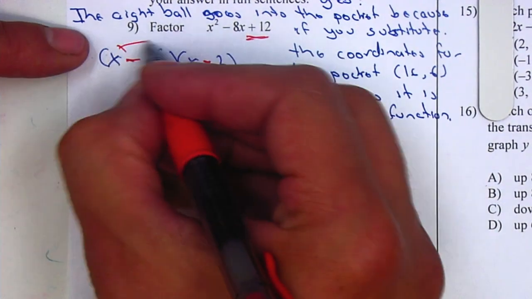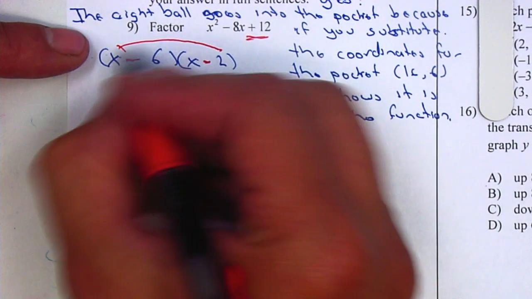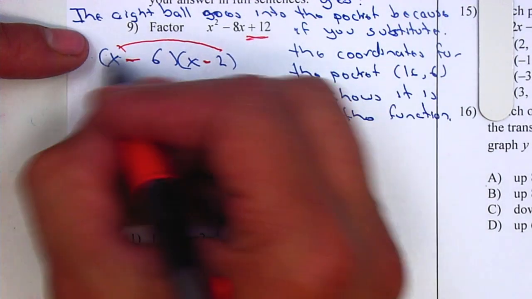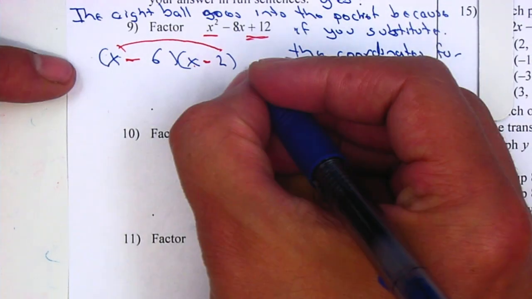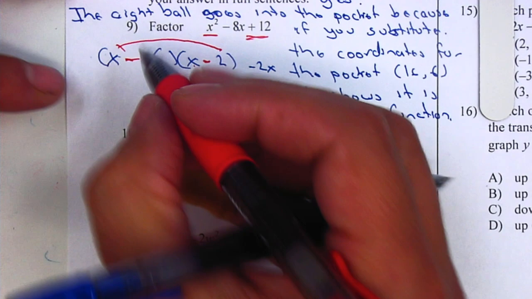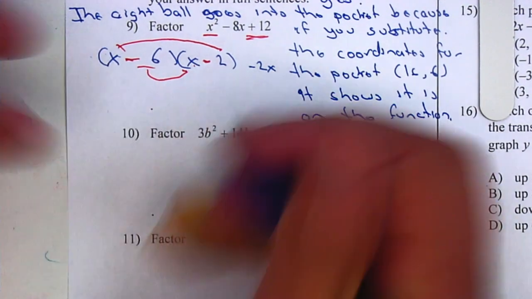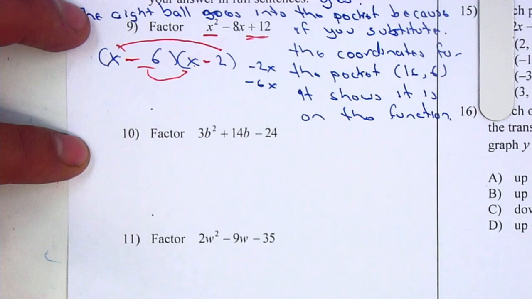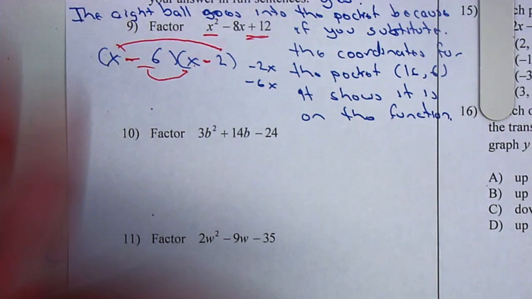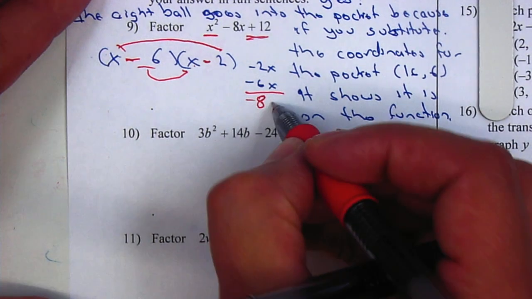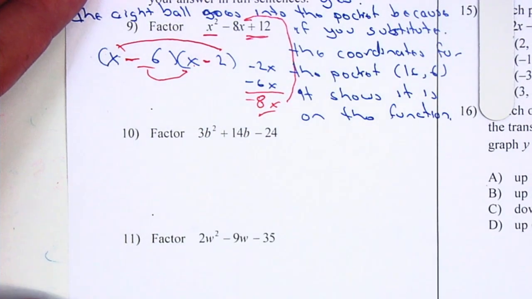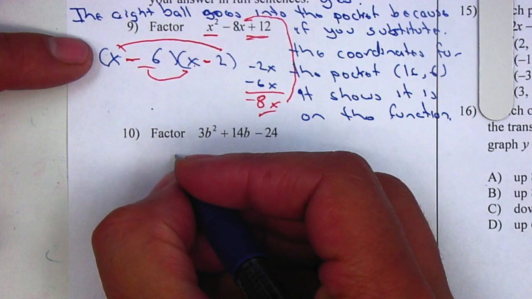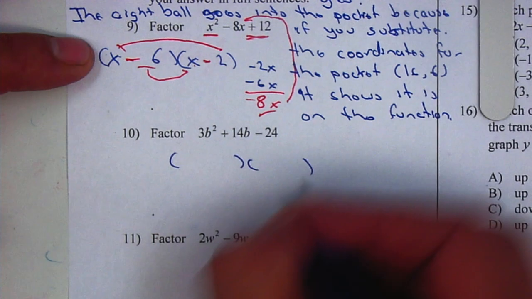You want to be able to double check. Now if I multiply x times x by using FOIL, double check by using FOIL. If you multiply x times x gives you x squared. X times negative 2 is negative 2x. Negative 6 times x will give me negative 6x. If I add them together, it should match the middle term, and it does. So that's perfect.